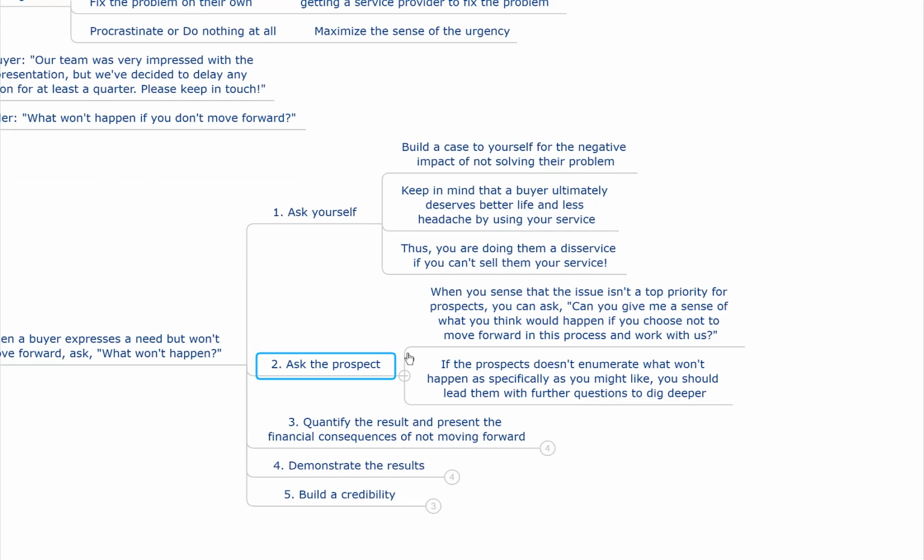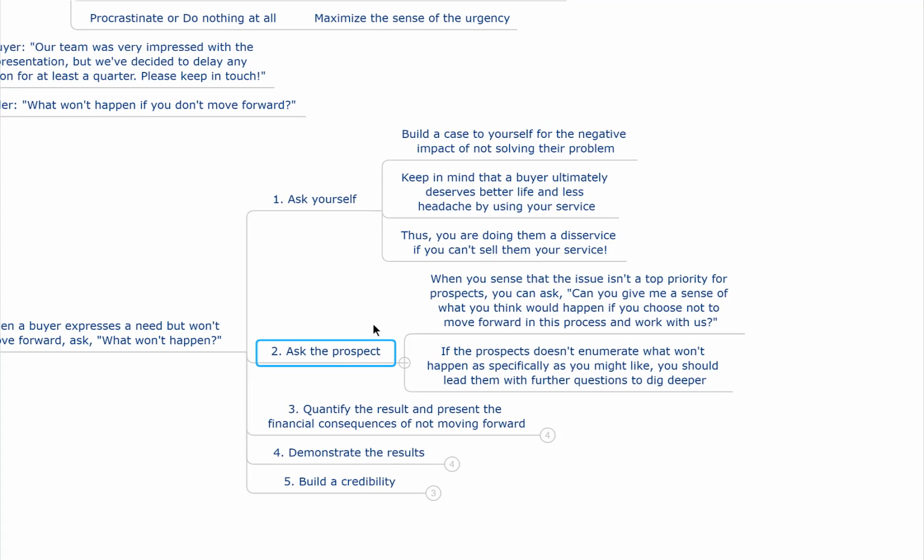Second, ask the prospect. When you sense that the issue is a top priority for the prospect, you can ask, "Can you give me a sense of what you think would happen if you choose not to move forward in this process and work with us?" If the prospect doesn't enumerate what won't happen as specifically as you might like, you should lead them with further questions to dig deeper.